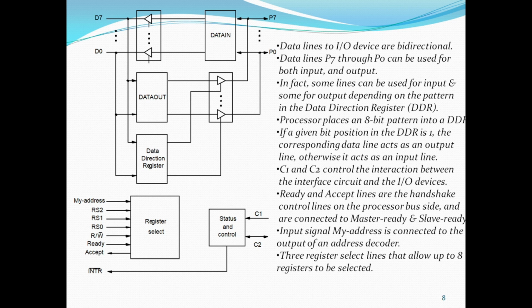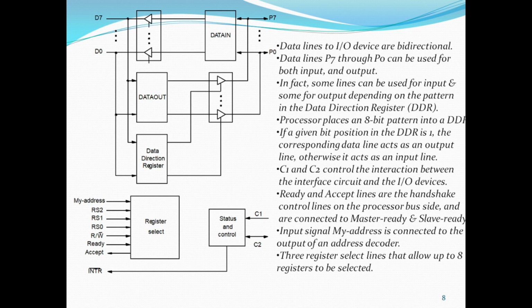And there are three register select lines allowing up to 8 registers in the interface: input and output data, data direction, and control and status registers for various modes of operation. So these select lines allow up to 8 registers in the interface.